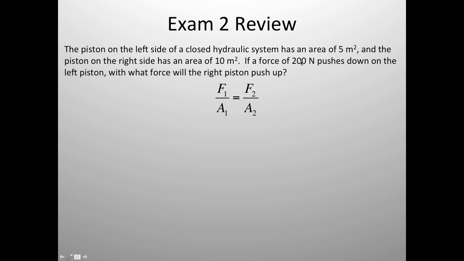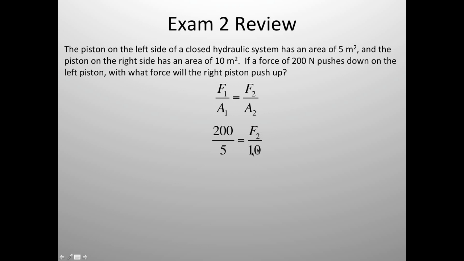So you just want to be careful when you plug in your values to make sure that you keep everything that's on the left side of the hydraulic system on the left side of the equal sign, and everything on the right side of the hydraulic system on the right side of the equal sign. So here we have 200 newtons on the left side, over an area of 5 meters squared. The area on the right piston is 10, and we want to figure out what the force will be upward on that right piston.